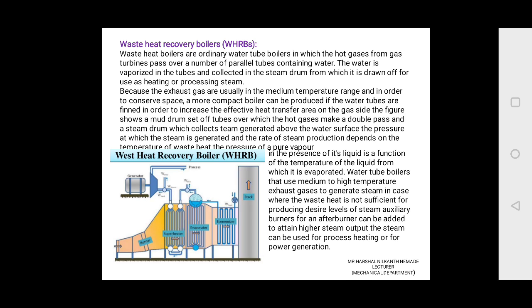The pressure at which the steam is generated, and the rate of steam production, depend on the temperature of the waste heat. The pressure of the pure vapor in the presence of the liquid is a function of the temperature of the liquid from which it evaporated. Water tube boilers that use medium to high temperature exhaust gas to generate the steam may require auxiliary firing to attain a higher steam output.